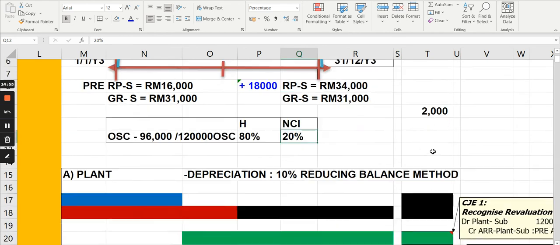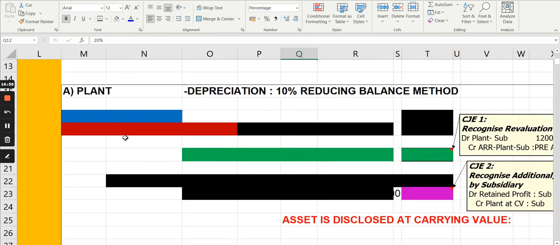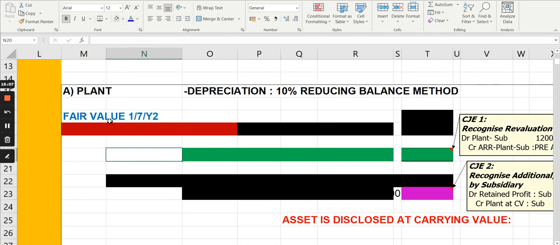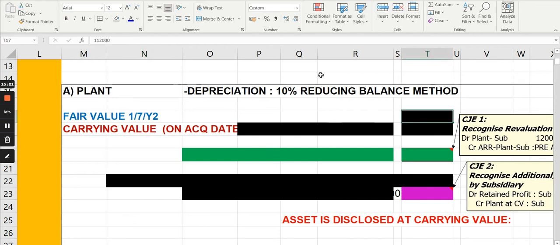Next is to work out the depreciation part. So you are going to find out the surplus or deficit. To find the surplus, you will compare fair value with the carrying value. You compare the fair value on the date of acquisition, 1st of July, with the carrying value. The fair value given in the information just now was 12,000.